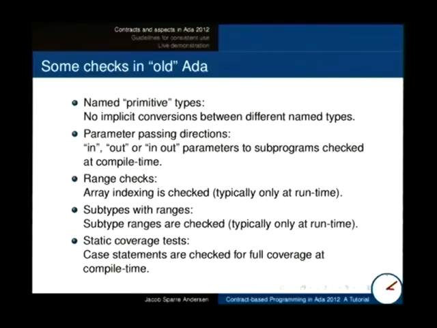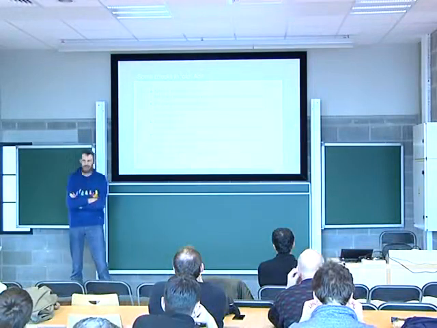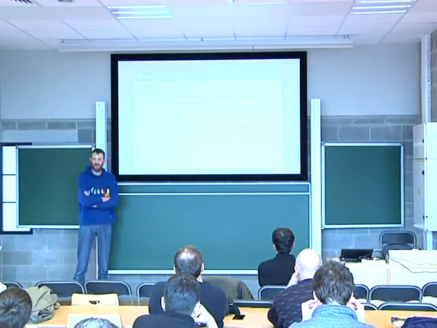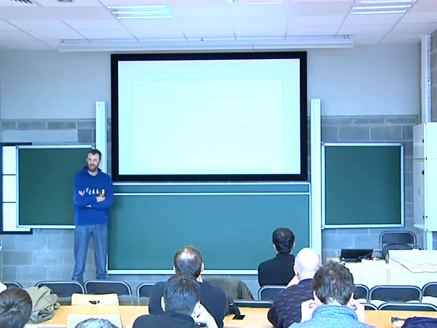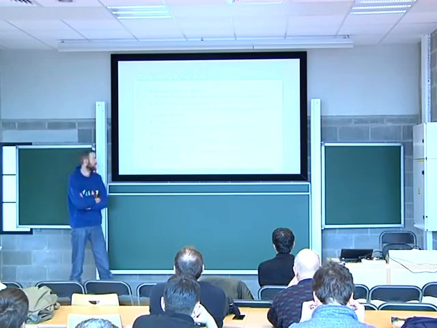We have the named primitive types. If you have a specific type, even if you have another type that has exactly the same values, you can't just copy it between objects of the two types. You have to make an explicit conversion. You have parameter passing directions on your subprograms, so you have to tell explicitly if an argument for a subprogram is a parameter going in, a parameter going out, or one that's going both in and then out after some manipulation.